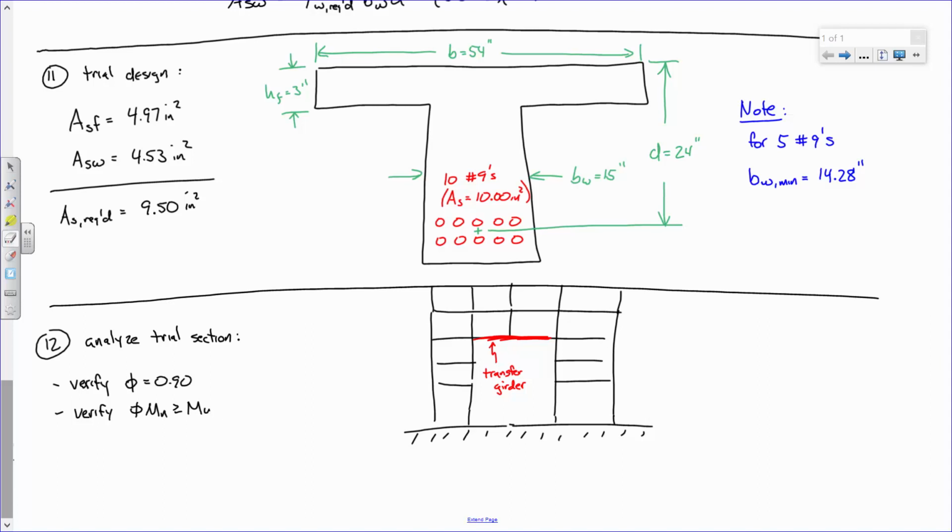But there's two other limits that we need to verify. Give me one of them. I told you, I got one more I'm going to ask you. There's two more that we got to verify. Tell you what, I'll give you one of them, you give me the other one. We have to verify that the strain is greater than or equal to 0.004. What's the other one?